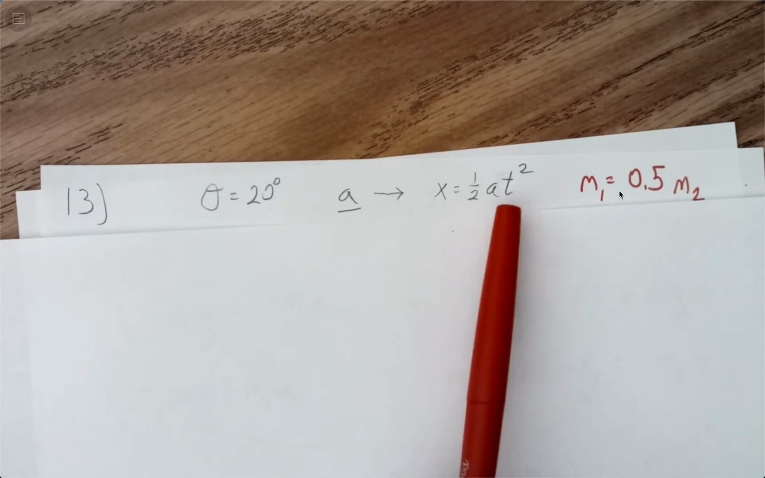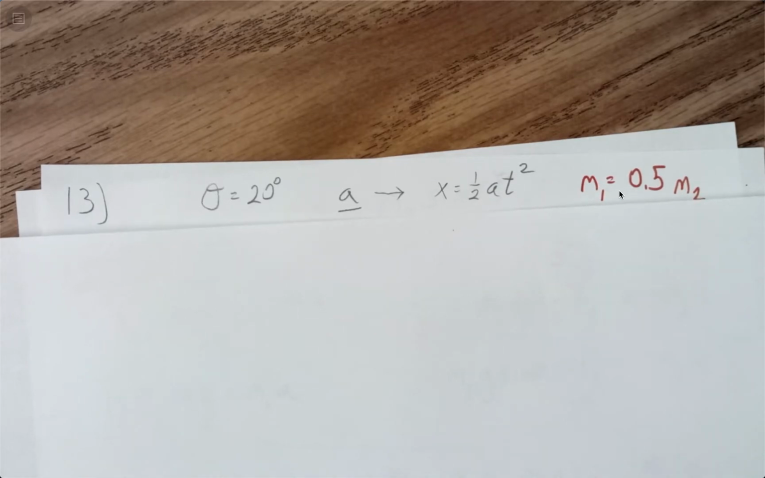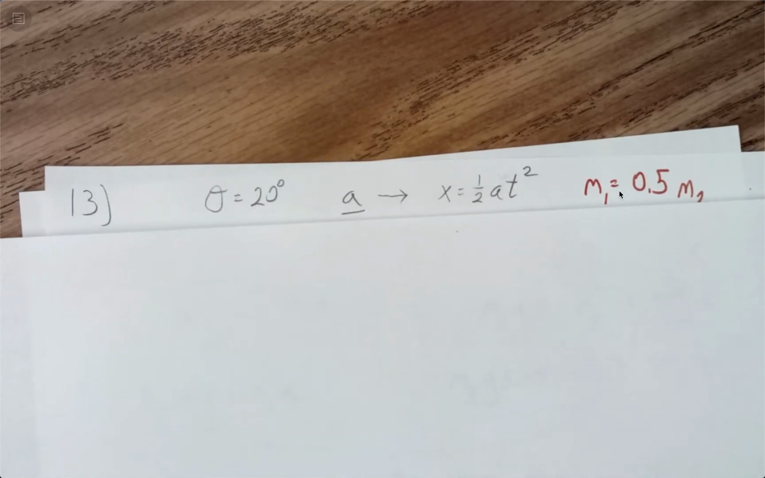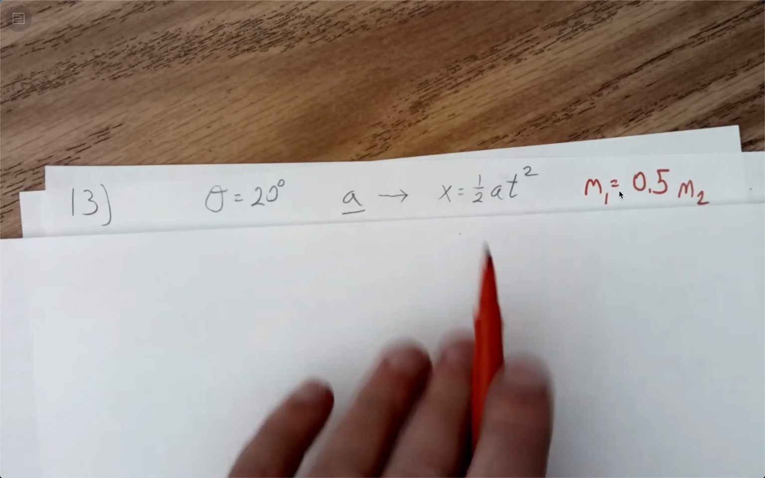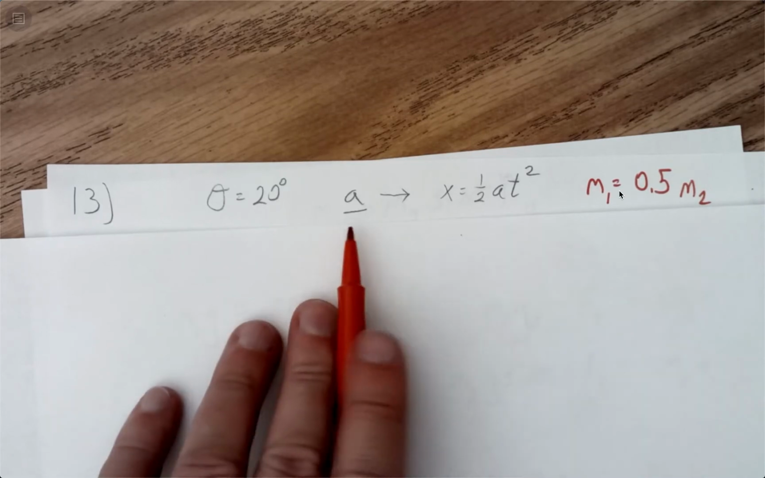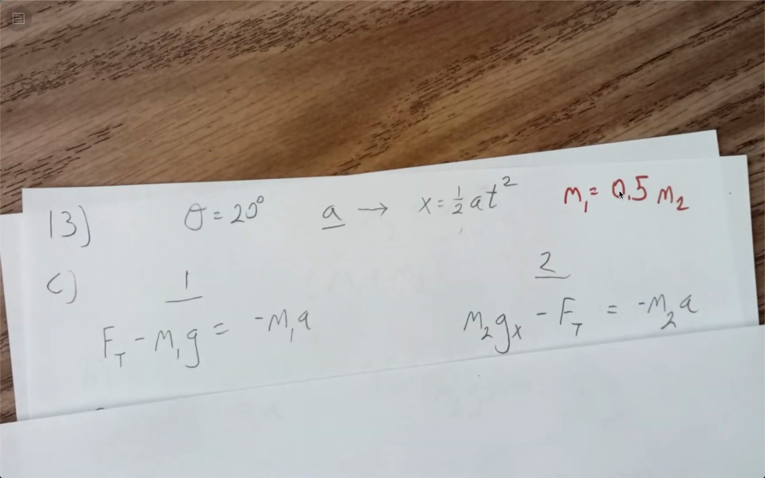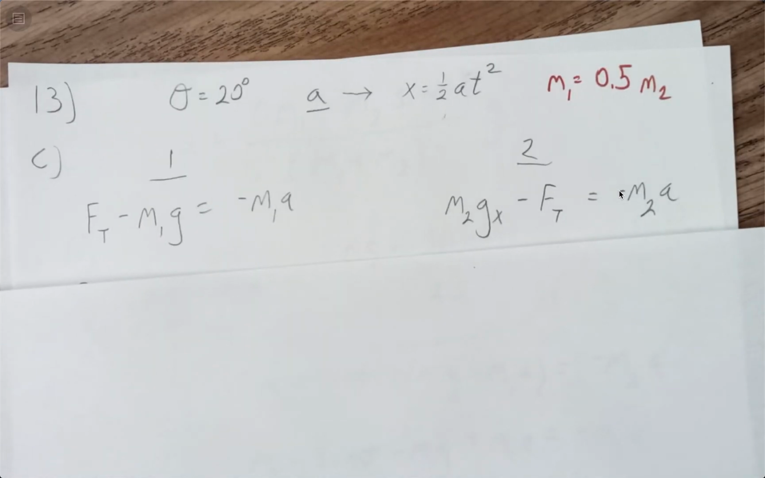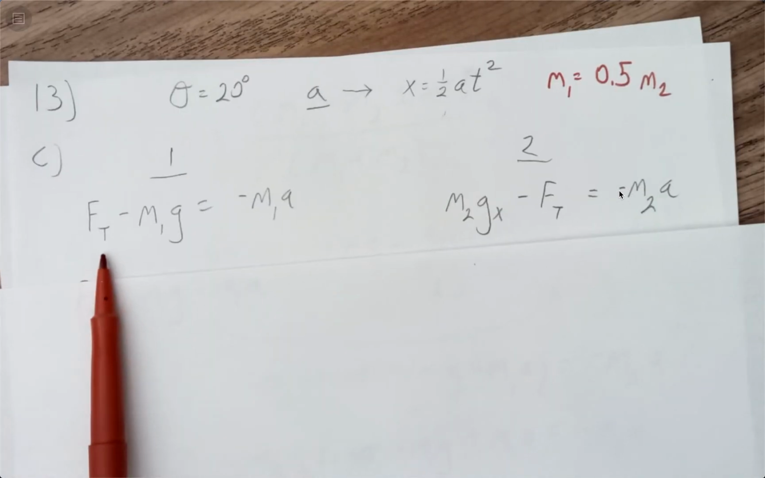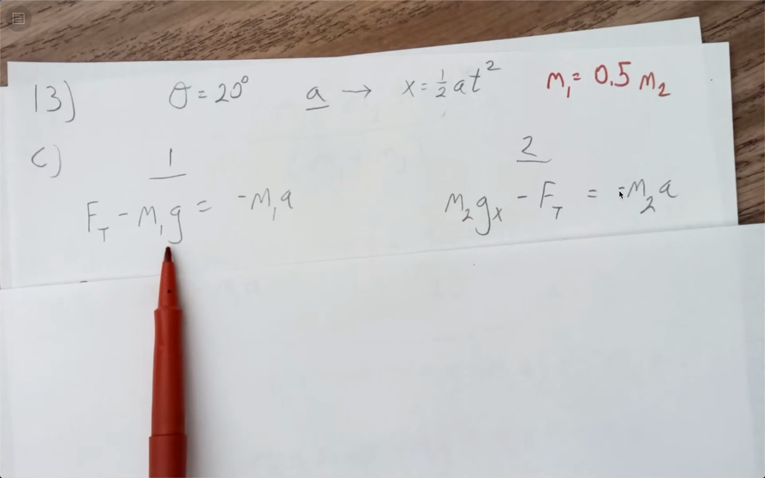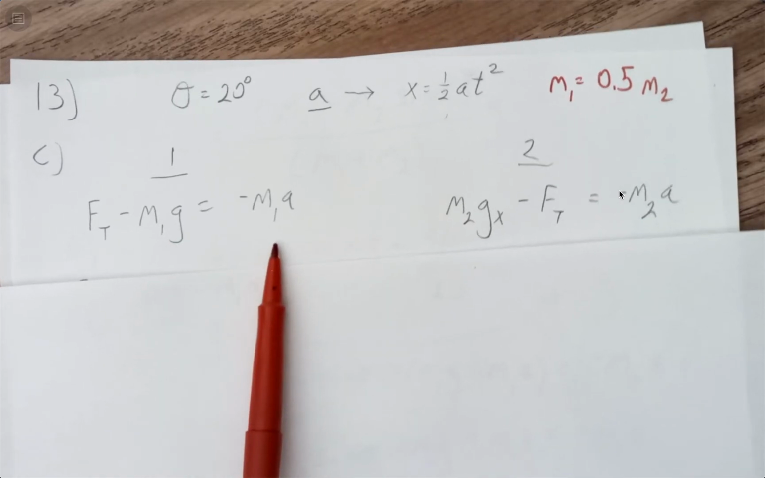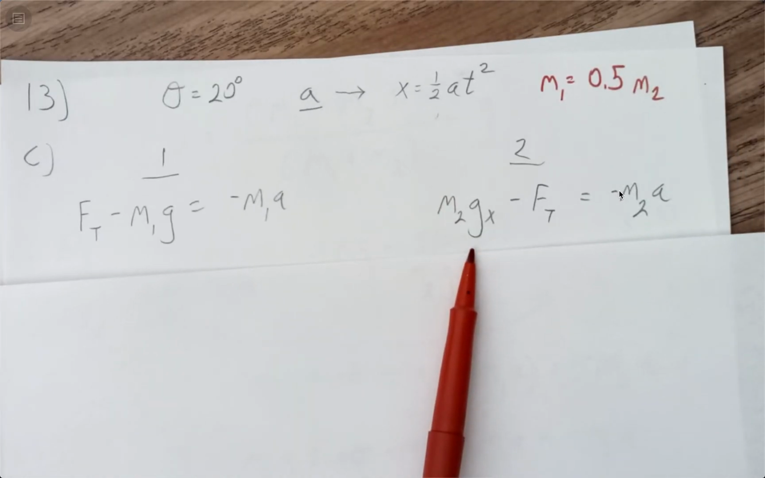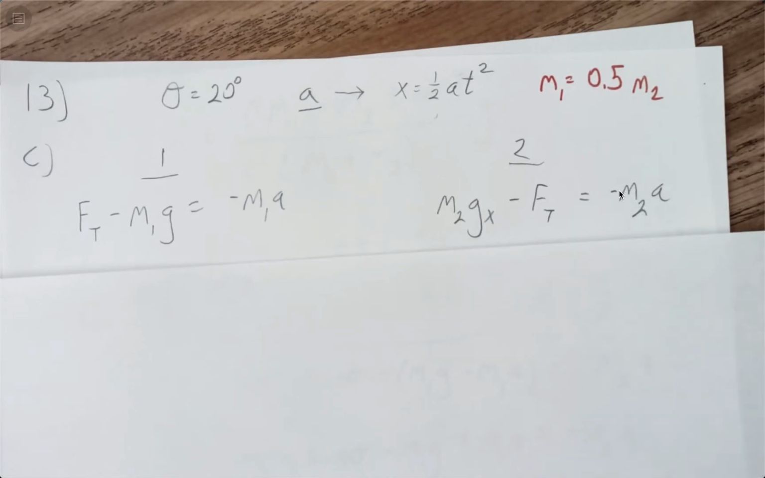So we have this time-dependent equation here for the displacement of the block. So we know that x equals 1/2 at squared, so we've got to find a. So we're going to start back with the equations that we got in our first one, where this tension minus the gravitational force is equal to ma. That mg in the x minus the tension is equal to ma. That's from that free body diagram from part A.